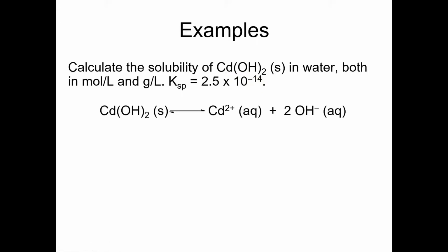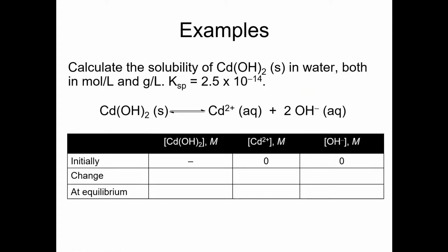So once again, we're going to write that equilibrium reaction and that equilibrium constant. The key difference here is because the formula is different. There are 2 hydroxides in the formula unit. That means 1 mole of cadmium hydroxide will give me 1 mole of cadmium, but it gives me 2 moles of hydroxide when it dissolves. And that's going to affect our calculation in 2 ways.